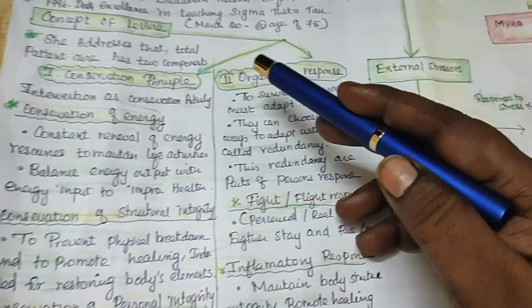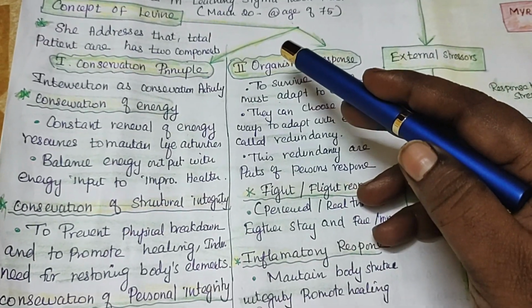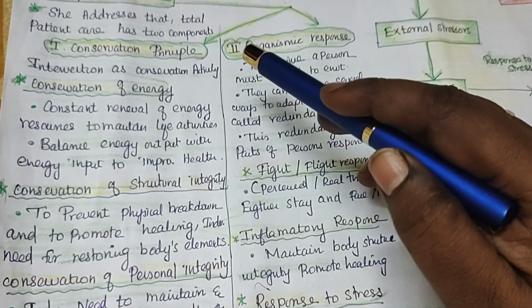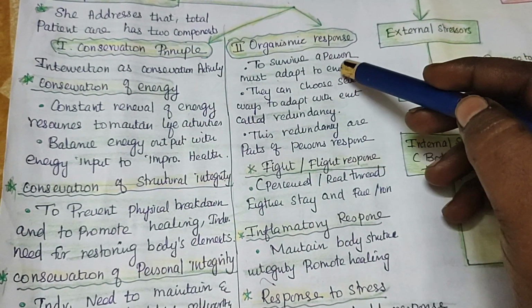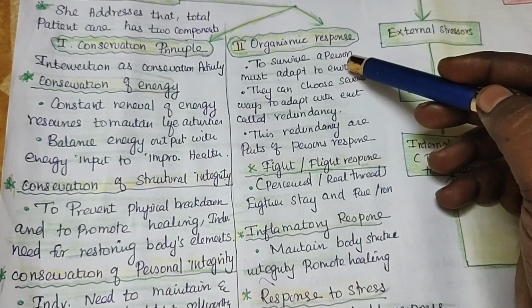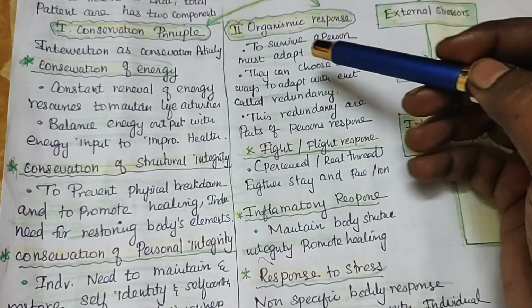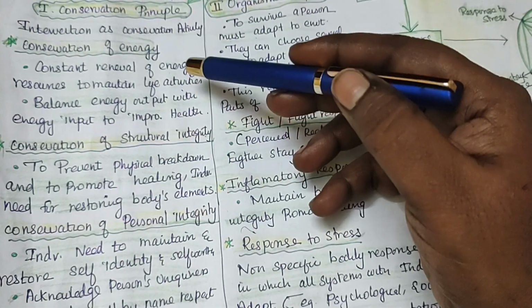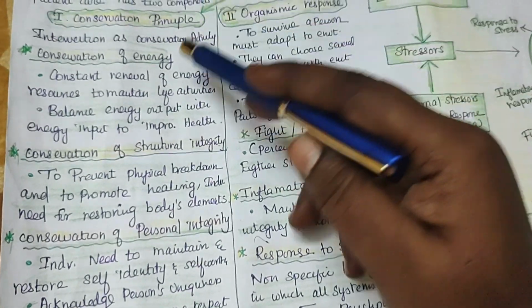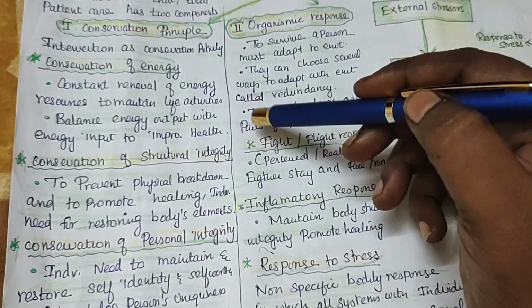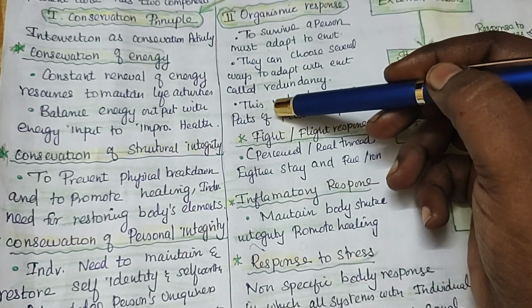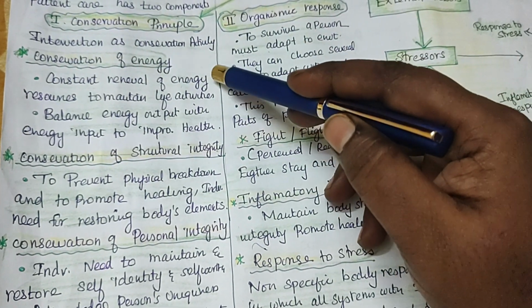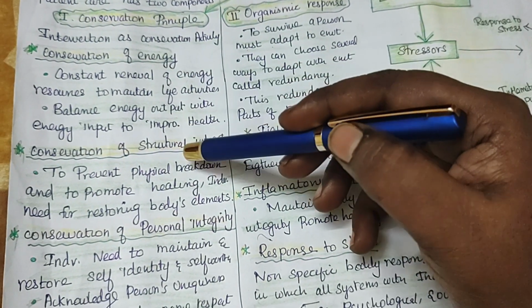Levine's concept is mainly about nursing care. She addresses that total patient care has two components: conservation principles and organismic response. Organismic response is about the patient. With the conservation principles, she is saying that the nurse has to keep these two things in mind while giving care. So she describes intervention as a conservation activity, intervention according to the conservation activity.